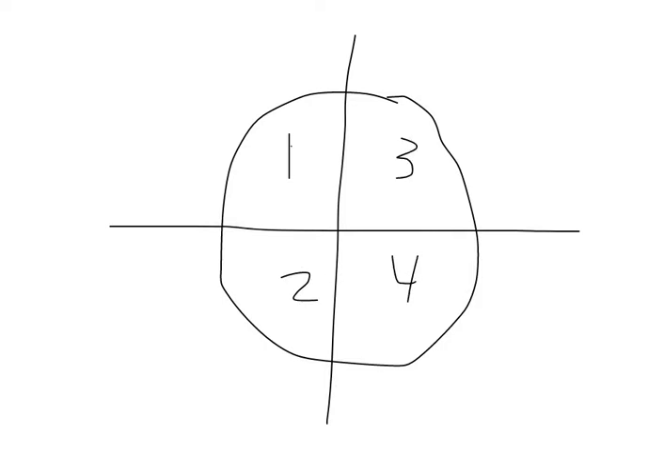Number 1 would be in the western hemisphere, but it would also be in the northern hemisphere. Number 2 would be in the southern hemisphere and the western hemisphere. How do we know this? We're looking at the prime meridian and the equator.